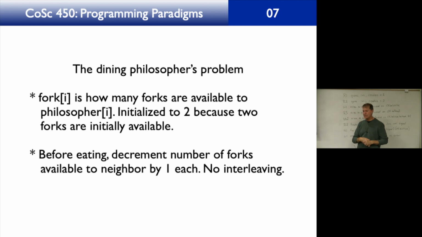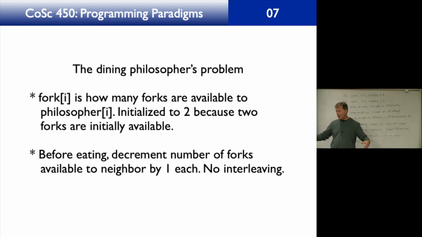So here's what happens. Before eating, we have a monitor method that's going to pick up the 2 forks at once. So before eating, what we do is we decrement the number of forks available to our neighbor on the left and the neighbor on our right by 1 each with no interleaving. Do you see what I mean?